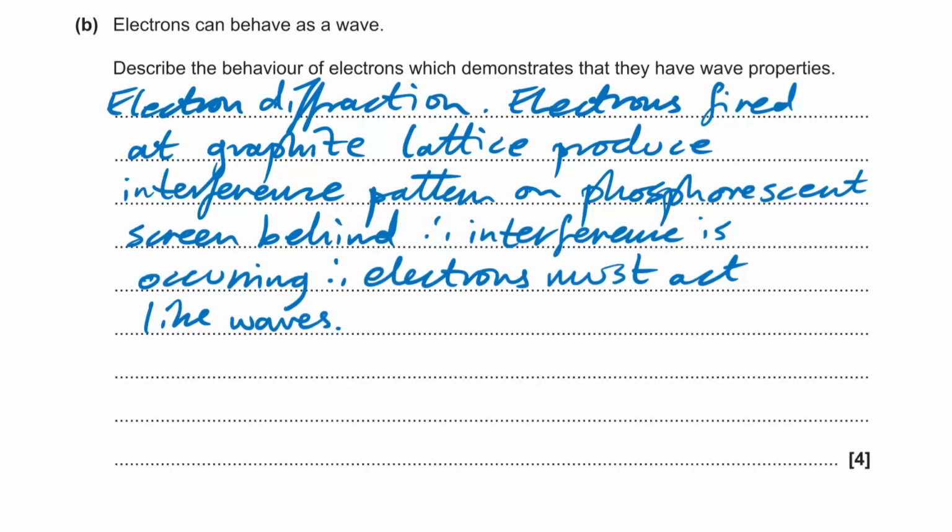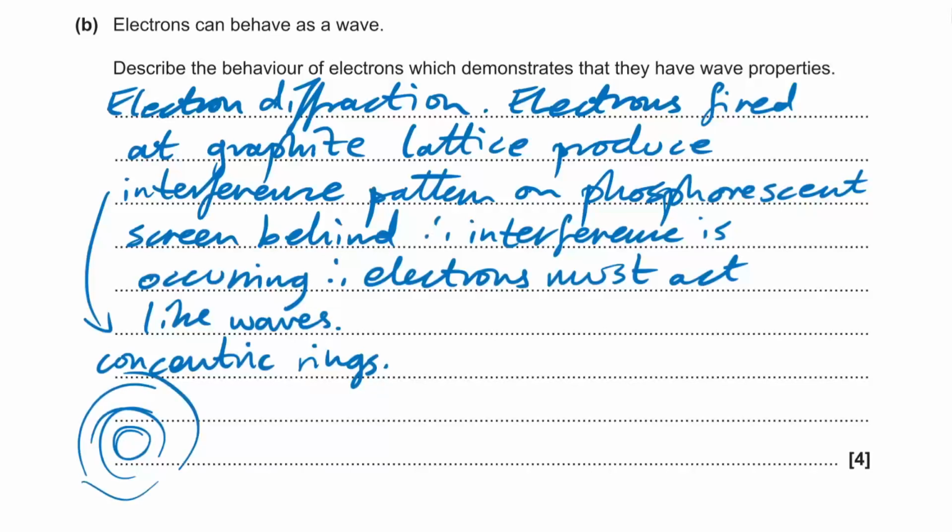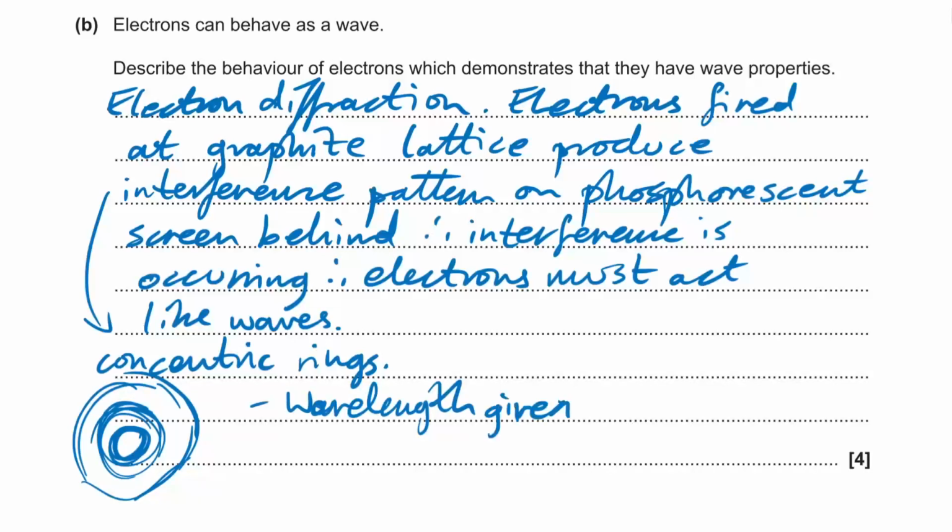What else could we say? What does this pattern look like? Looks like concentric rings, like so, but a little bit more concentric. And also we can say that wavelength is given by de Broglie's equation, lambda equals h over p, or mv, whichever one you want. So there we go. Is that 4 points? Yeah, I'd say that's 4 points.